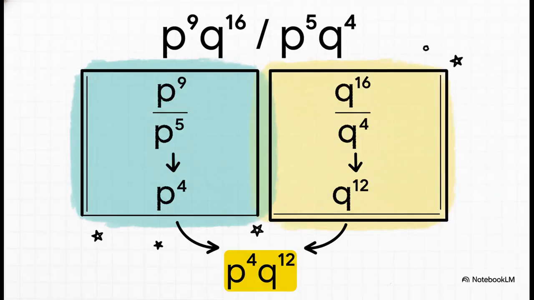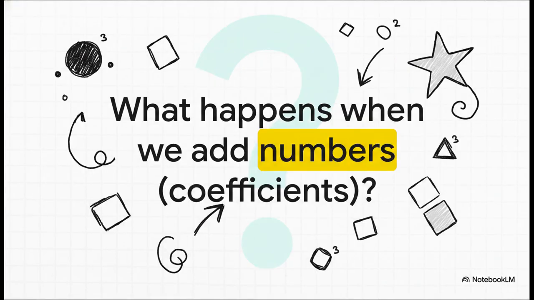This one might look a little tricky because it has 2 different letters, but don't worry, the process is exactly the same. We just handle each variable one at a time. So for the p's, we just subtract. 9 minus 5 is 4. Then for the q's, 16 minus 4 is 12. So our final answer is p to the 4th, q to the 12th. See? Pretty straightforward. Okay, so what happens when we have regular numbers, what we call coefficients, out in front?